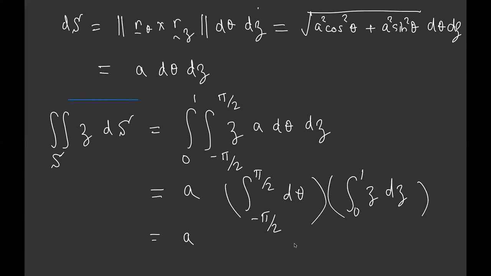So what do I get? I get a for the first term. For the second term, it's just integrating the function 1 from negative pi over 2 to pi over 2, so I'm just going to get a factor of pi there. And the last term is z squared over 2 from 0 to 1, so it's going to be 1/2. So here's my answer: pi a over 2. That's how you can do an integral given a parameterization.